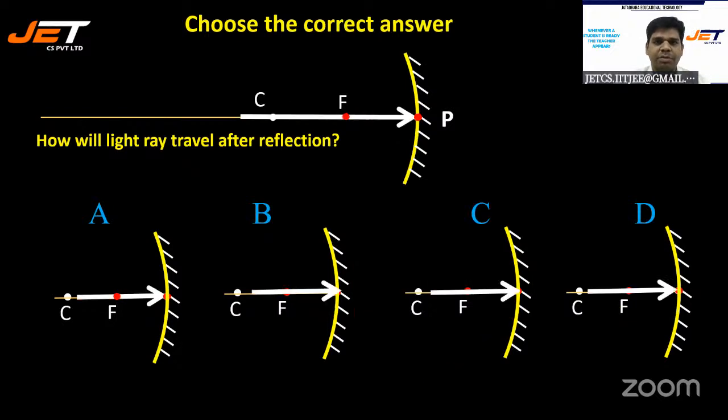A ray aligned with the principal axis. How will it go? Retrace its path, somewhere like this, or as in D. This is a pretty simple one. No, this is just common sense. It is passing through center of curvature. It will hit the mirror perpendicularly. It will rebound perpendicularly.